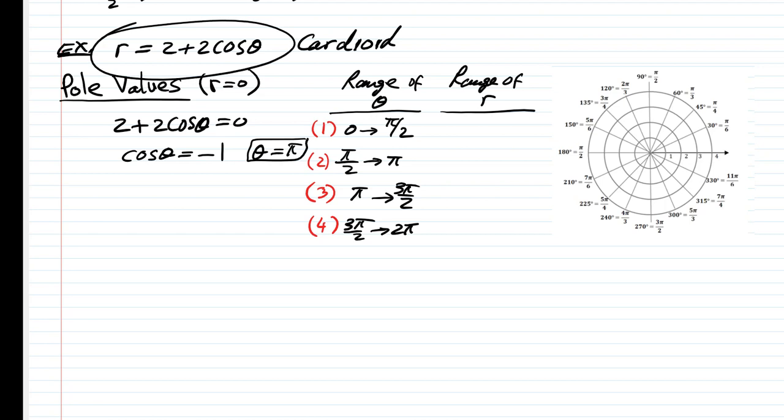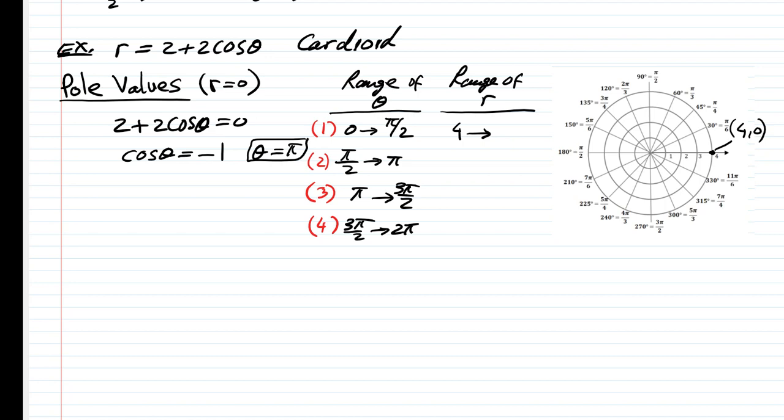When theta is 0, cosine of 0 is 1. 1 by 2 is 2, and 2 and 2 makes 4. That's the starting point of the cardioid. Theta 0, r 4. R 4, theta 0 is actually this point right in here. That's 4 comma 0. That's the start of the graph.